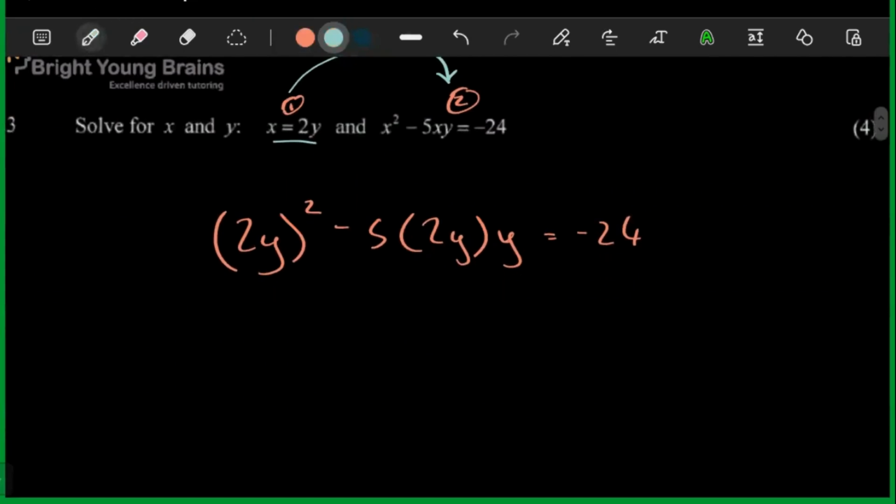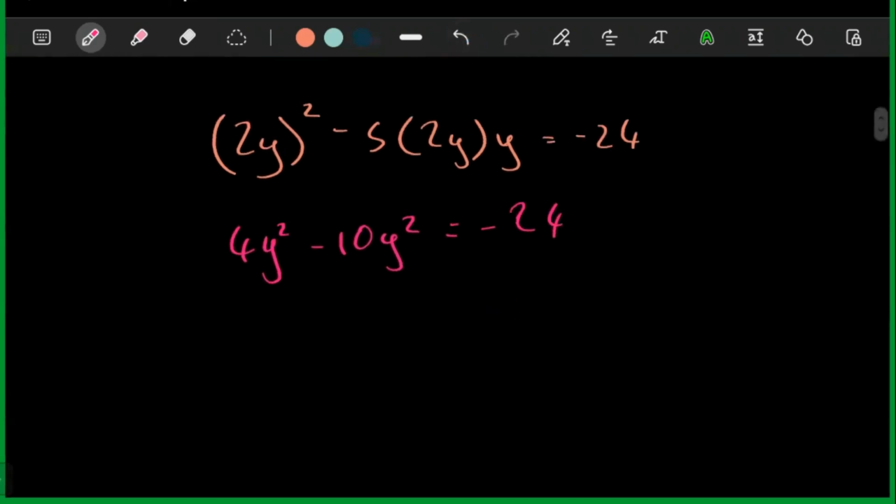And then all things considered, 2 squared is a 4, y squared is y squared. Y times y is y squared. -5 times 2 is -10. And you have y squared. Equal to, let's keep it where it is because it seems like it's going to be okay there. So here it looks like we can take out these like terms, so 4 minus 10 is going to be -6 y squared.